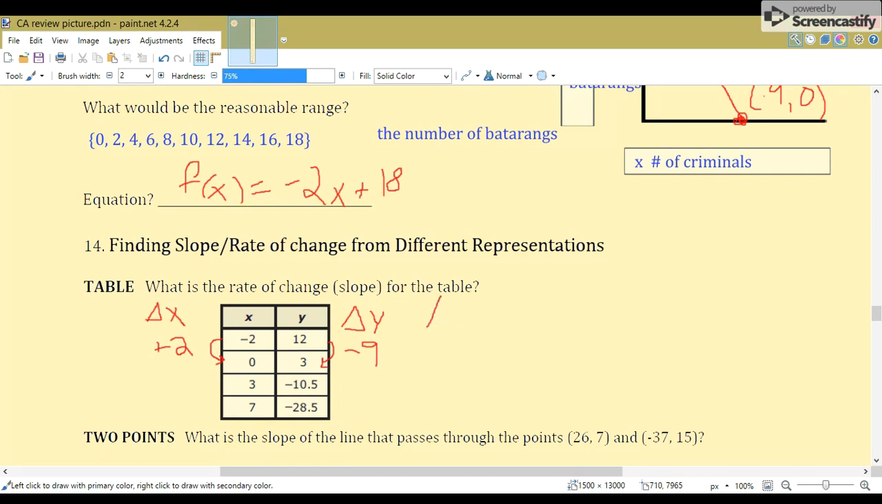Remember, our slope is going to be the change in y over the change in x. If you put those in, our change in y is -9, and our change in x is +2. A negative divided by a positive is a negative, so our slope is -9/2.